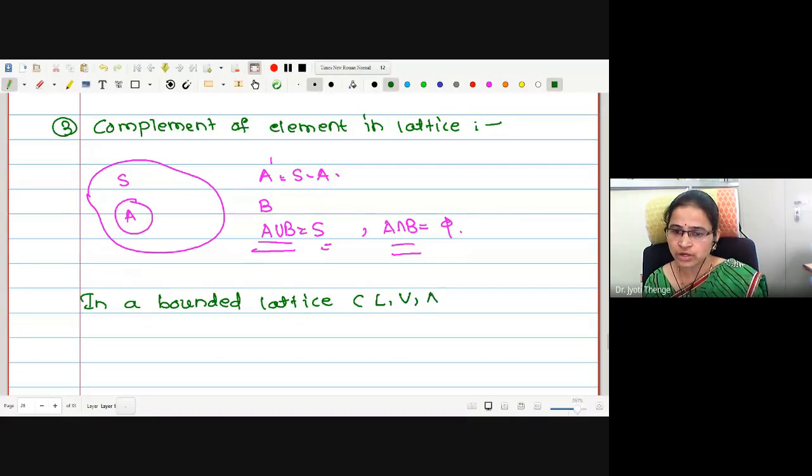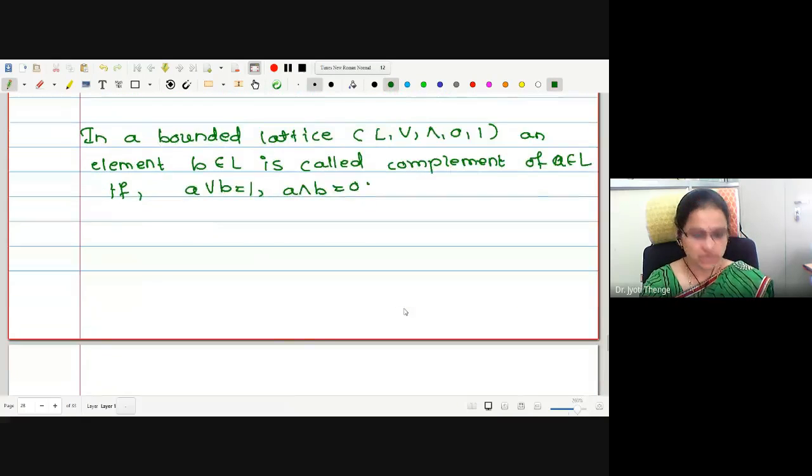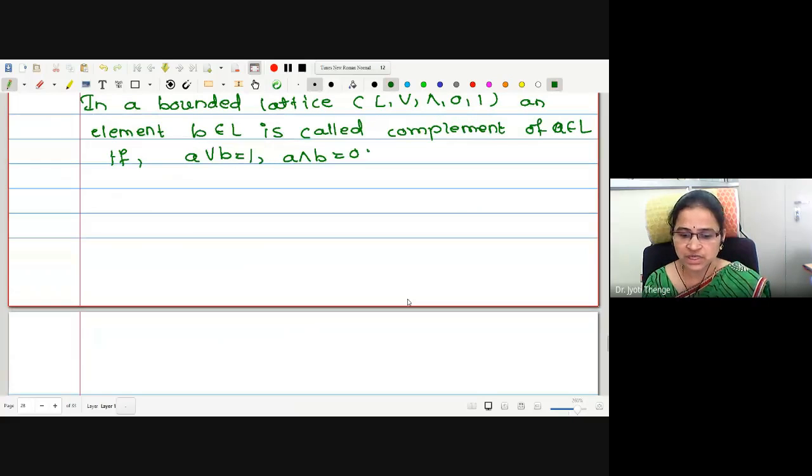In a bounded lattice (L, join, meet, 0, 1), an element B in L is called the complement of A in L if A join B is 1 and A meet B is 0. A join B is 1 and A meet B is 0. Okay, any doubt with this?